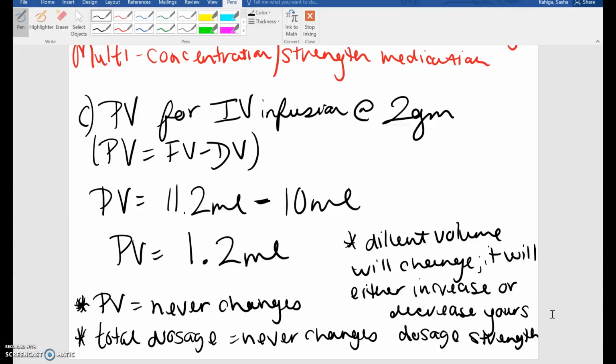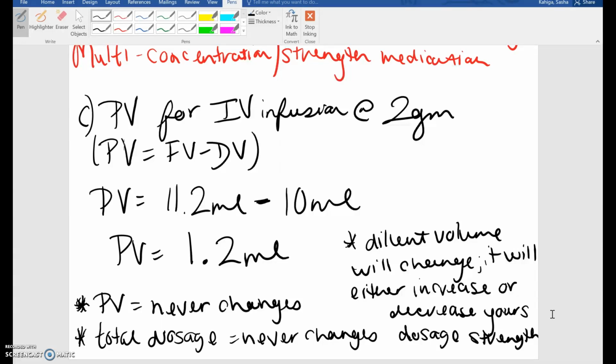So your total dosage is not in detail the dosage strength or how much medication the patient should be receiving in one sitting. All right. So when you add to your total dosage, you are creating a dosage strength. That diluent volume can go from 10 milliliters to 9 milliliters to 8 milliliters. Whatever it goes to, it will change your dosage strength.